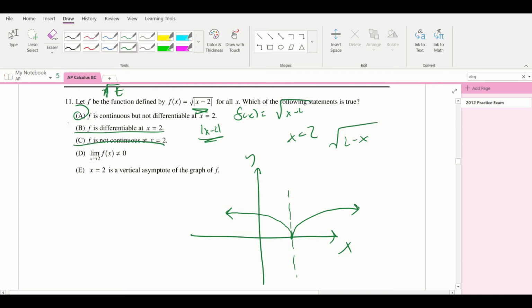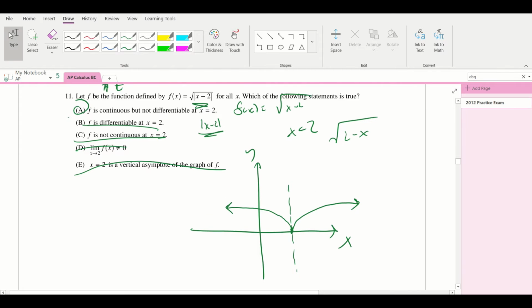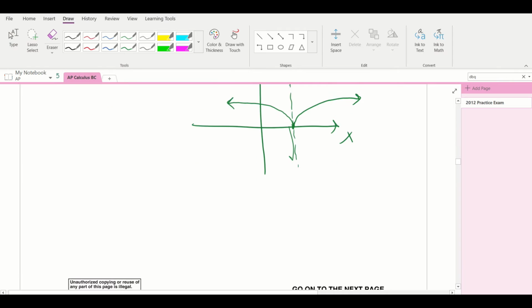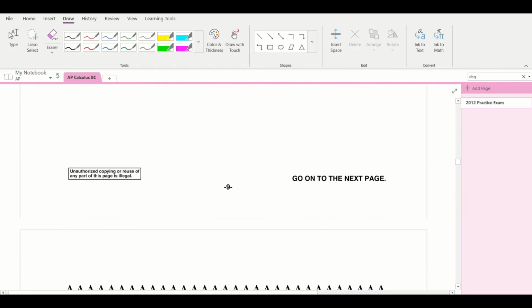This is not true because it is continuous. The limit is equal to 0 because the limit from the left is 0 and the limit from the right is 0. And this is not a vertical asymptote because, you know, it doesn't go off, it hits the value. It's defined at x equals 2.